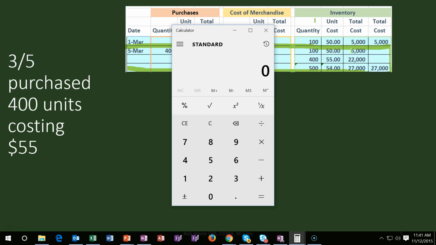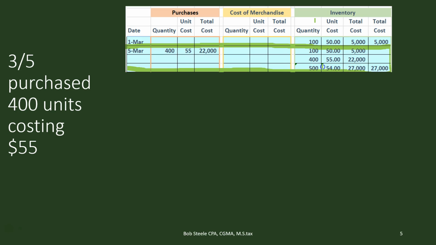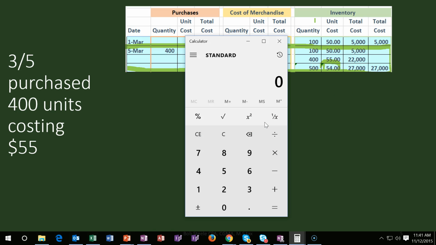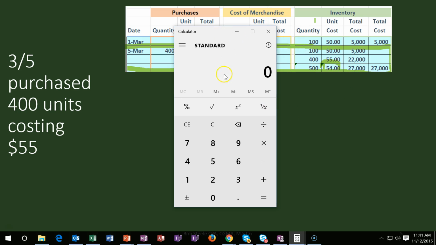Then if we add up the total dollar amount first, we've got the $5,000 plus the $22,000. That gives us $27,000. And I'm actually going to back into this number last. The 54 here is going to be the average. How do we calculate an average? Well, if we paid $27,000 for all of the inventory divided by the number of units, which in this case would be 500, then the average is about $54. So that's how we're going to calculate that.